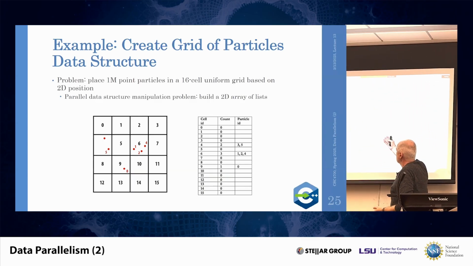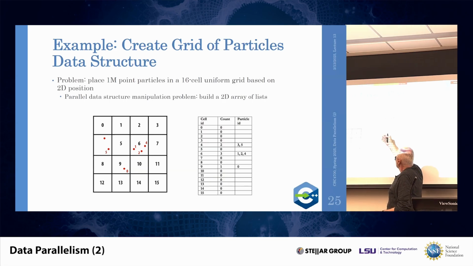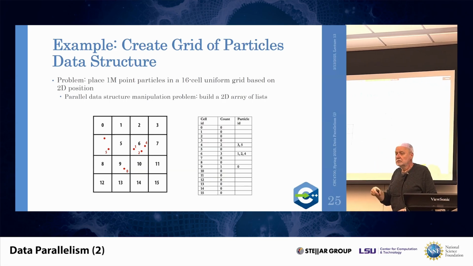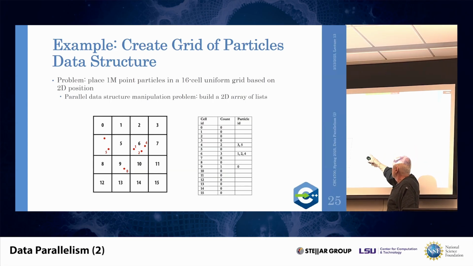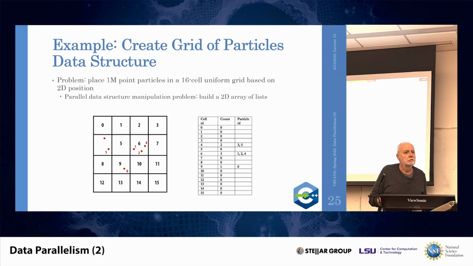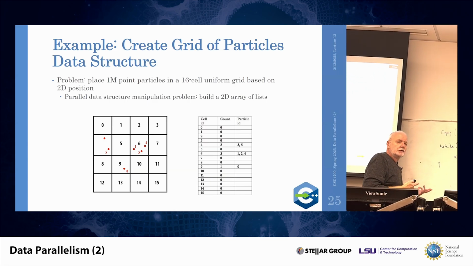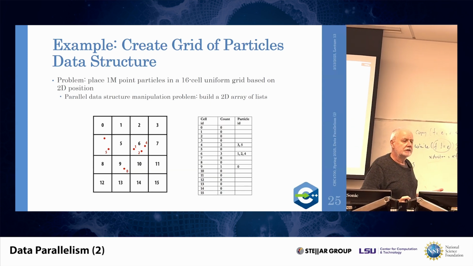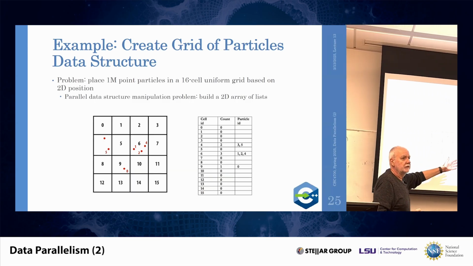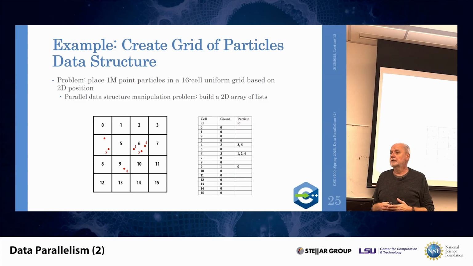So in the end, we will come up with a list of lists where the outer list is a list of cells, 16, and the inner list is a list of points that belong to a particular cell. Okay? What I want to do is to show you 5 different ways how we can create that list of lists if we have 1 million points in hand and a grid structure.